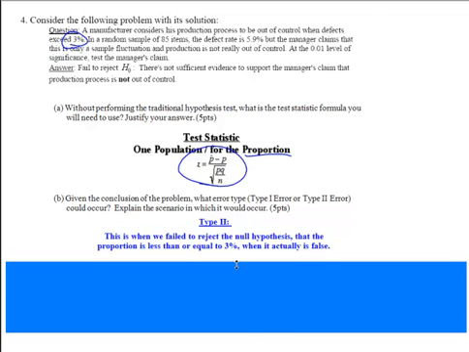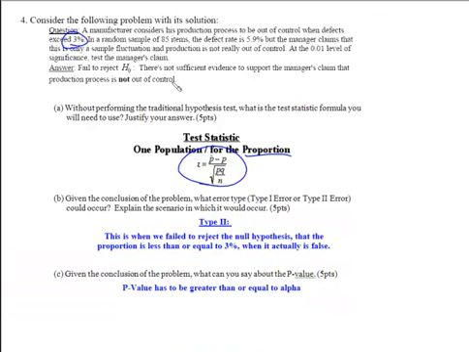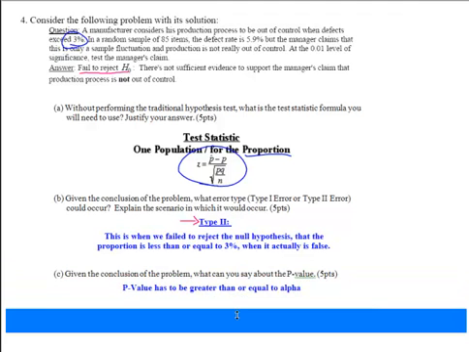What type of error would you get? Since the result said fail to reject the null hypothesis, we're at a type 2 error. That's when you fail to reject the null hypothesis, when we actually should have rejected it.